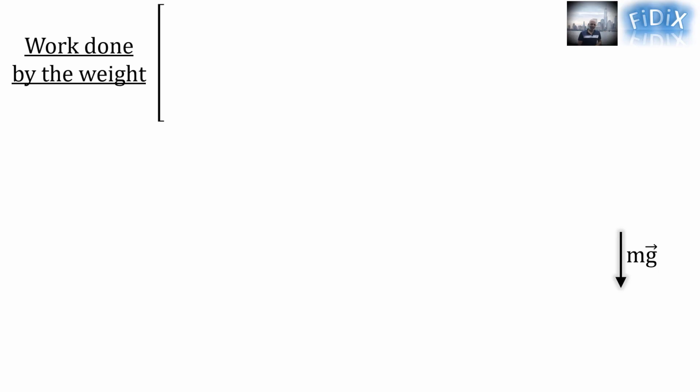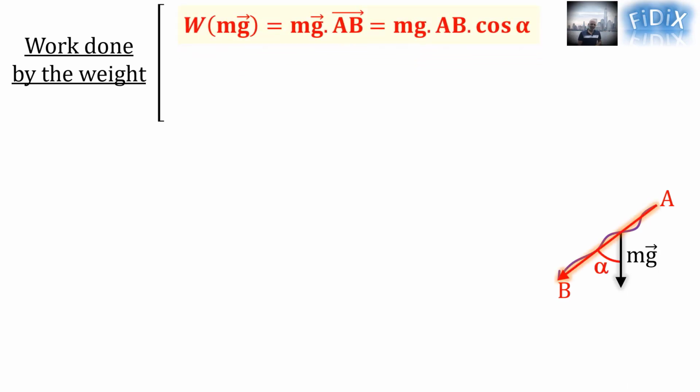In this case, the work done by the weight along any path from point A to point B is given by the formula W of mg equals mg dot AB equals mg multiplied by AB multiplied by cosine alpha, where alpha is the angle between vector mg and the displacement vector AB.